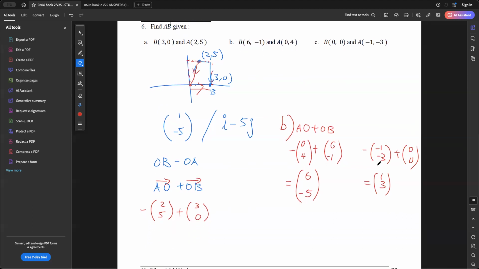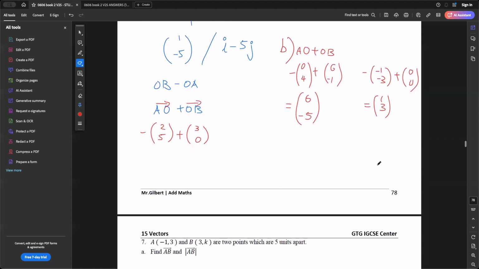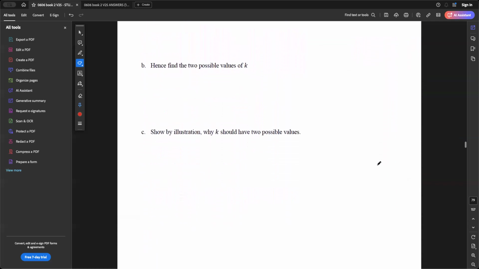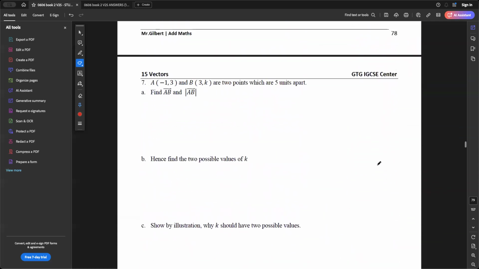Okay, anyone unable to follow up with this concept here? Okay, then this is more and more like your exam questions already. In question 7, they've given you that the coordinate of A is this and the coordinate of B are 2 points which are 5 units apart. Find A to B and then the magnitude of A to B, which is actually redundant because it's already 5 units apart. Okay, so find A to B.